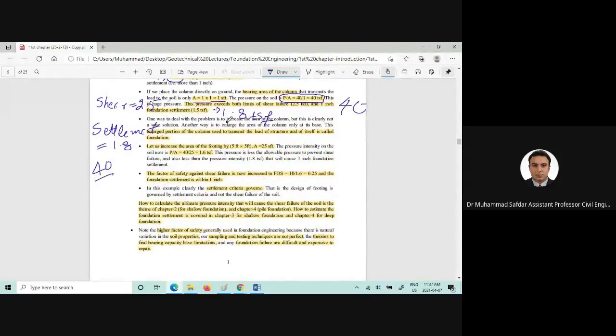For example, if we increase the width of the footing by 5 feet, initially it was 1 feet, so the area will be 25 feet, and now the pressure intensity will be 1.6.